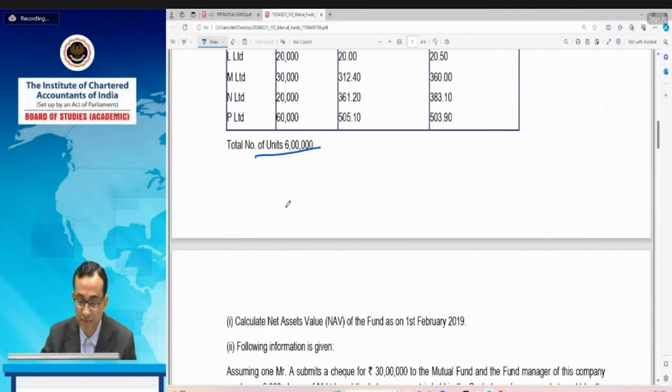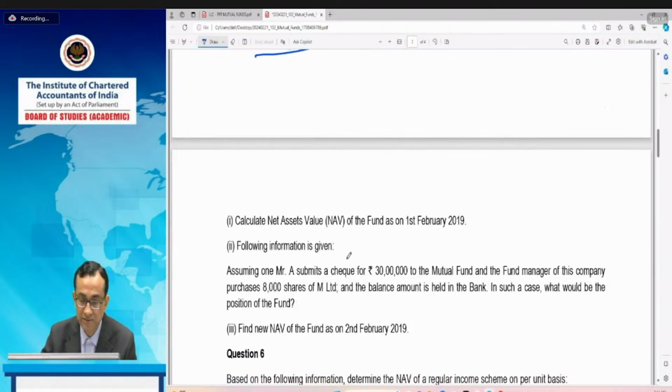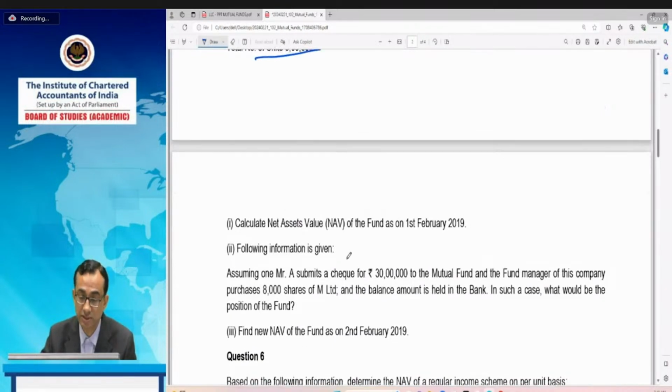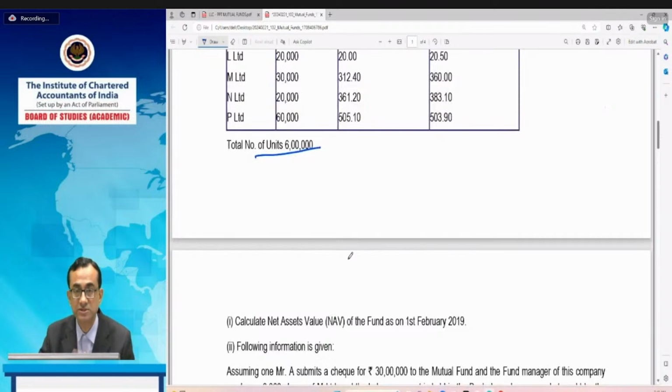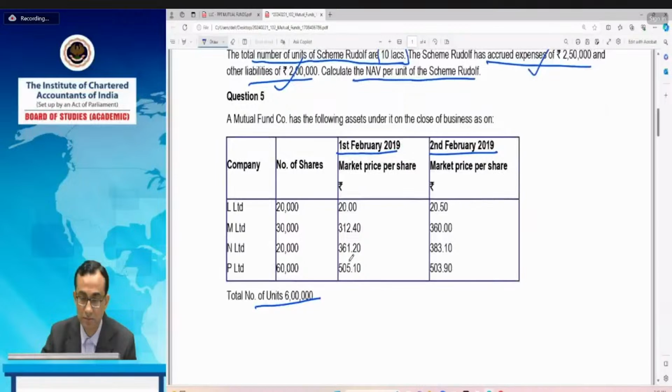So we can calculate the NAV. In the first portion, you have to calculate the NAV of the fund as on 1st February 2019. So let us concentrate on the first portion. Then we will come to the second portion also. Okay, now calculate the NAV for 1st February 2019.